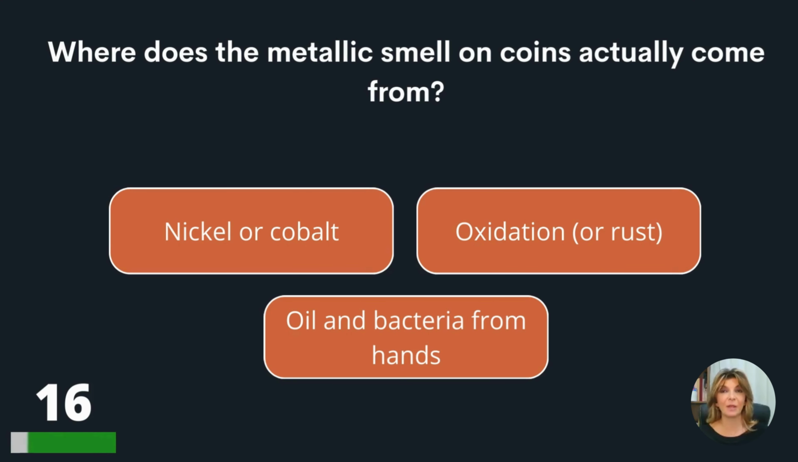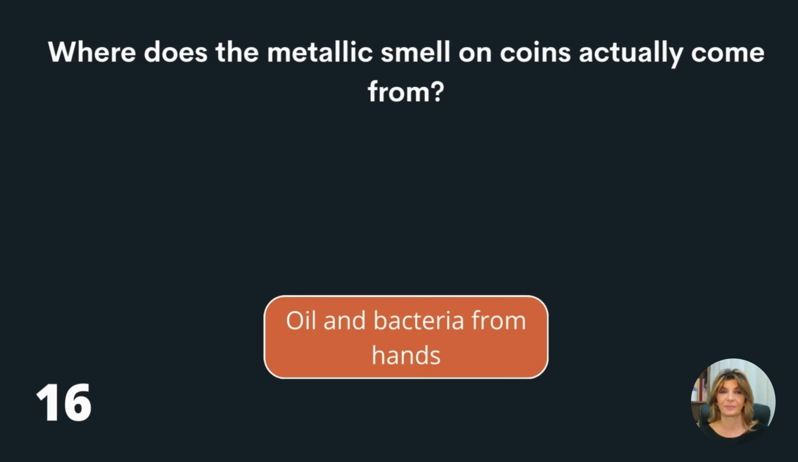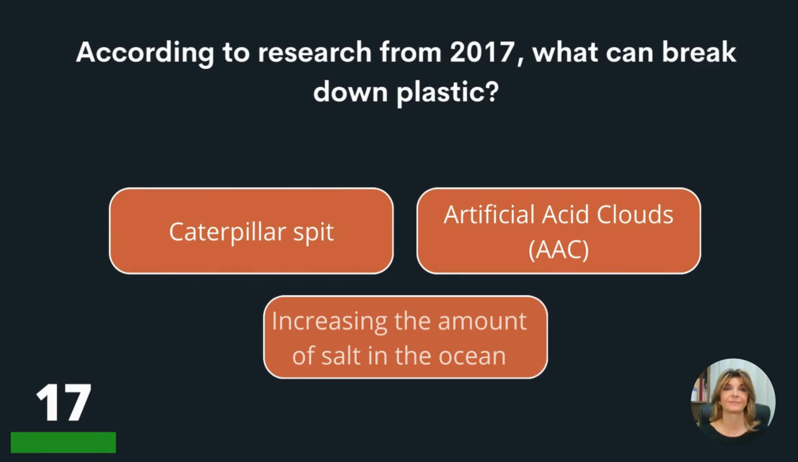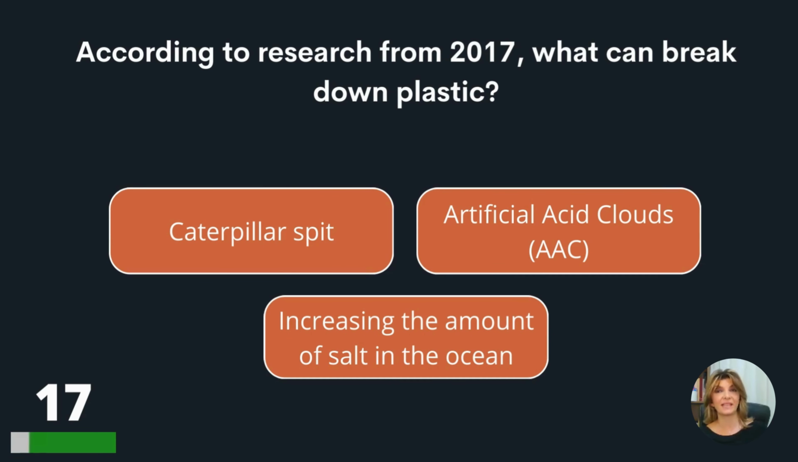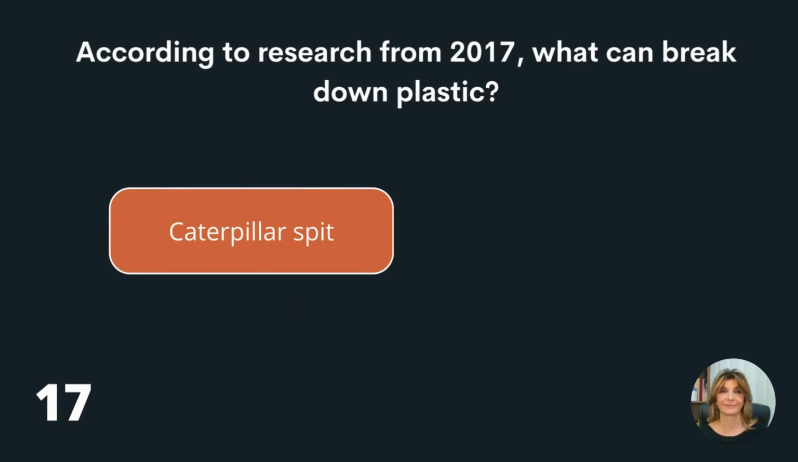Where does the metallic smell on coins actually come from? Nickel or cobalt, oxidation or rust, oil and bacteria from hands. Oil and bacteria from hands. According to research from 2017, what can break down plastic? Caterpillar spit, artificial acid clouds, or increasing the amount of salt in the ocean? Caterpillar spit.